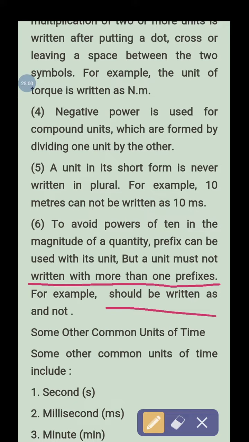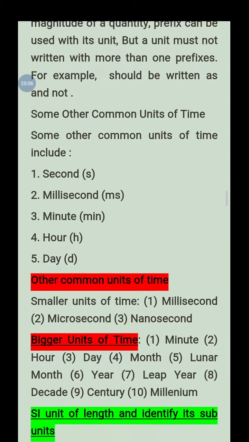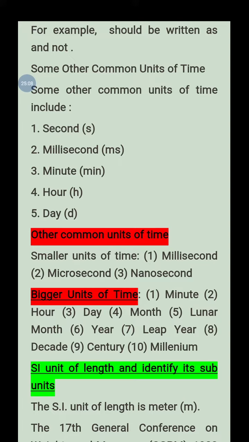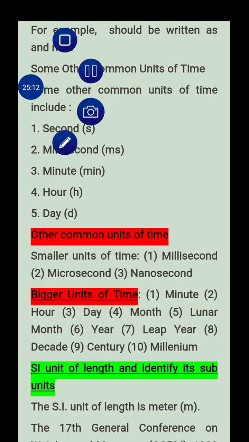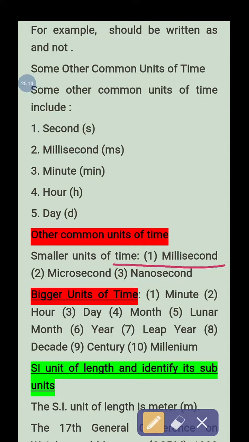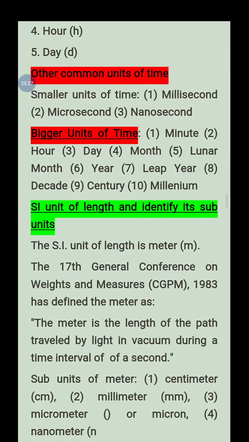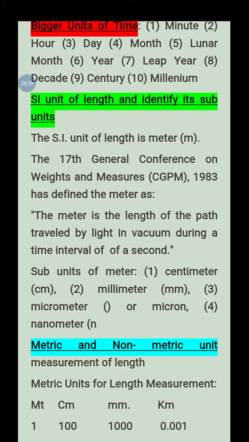Some other common units: s means second. If we are going to use second, millisecond, minute, these are other units of time. The smaller units of time are millisecond, microsecond, nanosecond. The bigger units of time are minute, hour, day, month, lunar month, year, leap year, decade, century, millennium. So these are higher, bigger quantities.